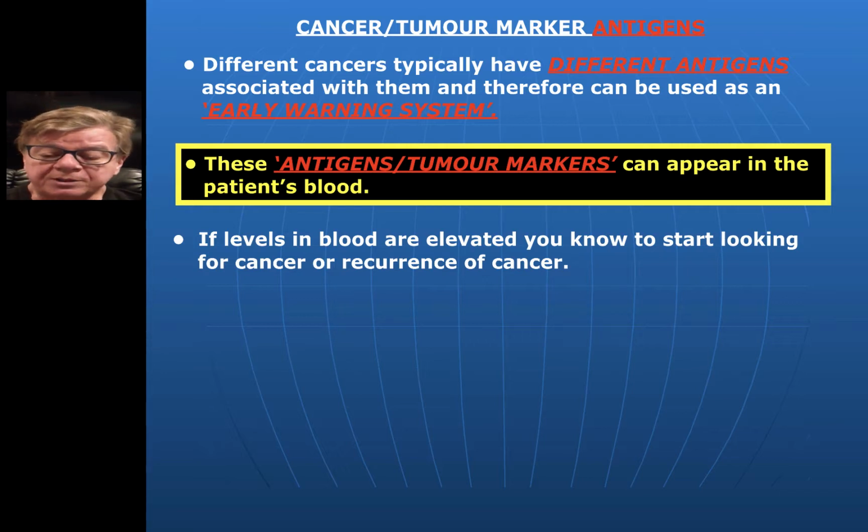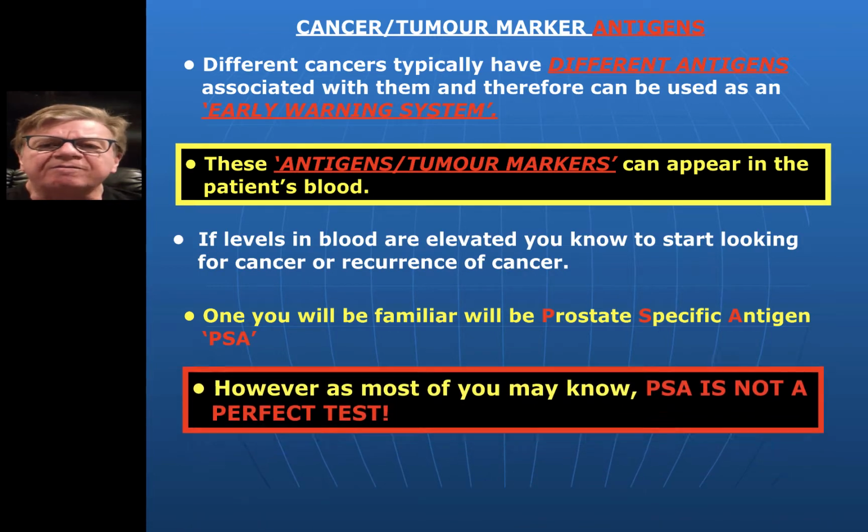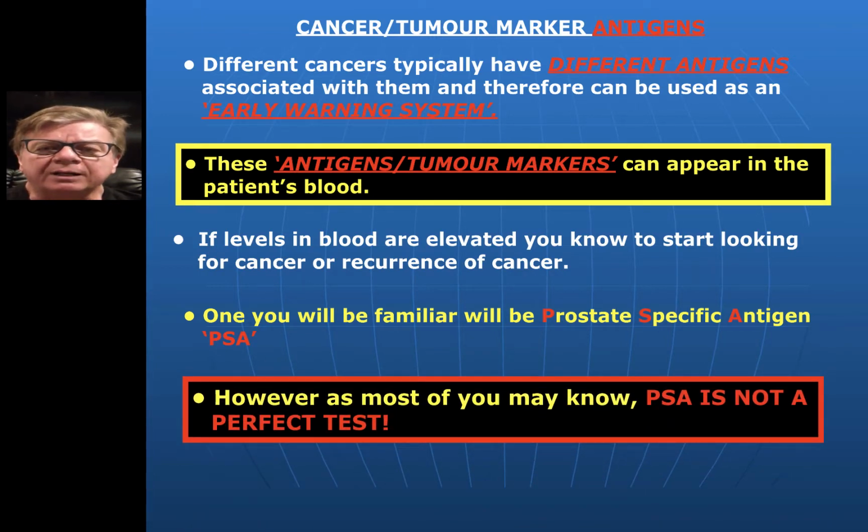If the levels start to rise, it may be that there's cancer recurring. One you're all familiar with is something called prostate-specific antigen, or PSA. For prostate cancer, if this is elevated, you might have prostate cancer, or it might be recurring, and so on. But you're probably also aware this is a very flawed blood test, and a lot of bad decisions have been made on it, and it drives home the point that we must use every test that we have available to investigate patients appropriately and with the best knowledge that we have.